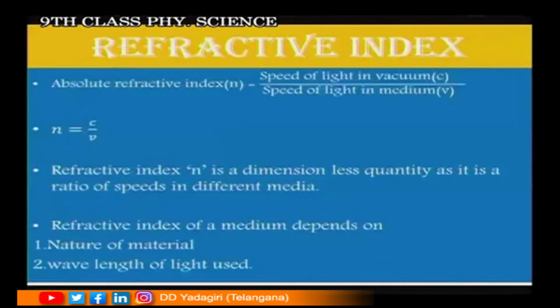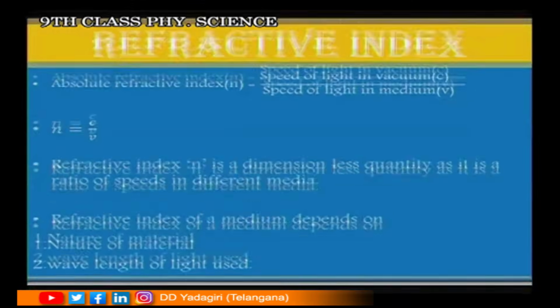Refractive index is the ratio of speed of light in vacuum by speed of light in the particular medium. Absolute refractive index is represented by the letter small n, speed of light in vacuum is represented by letter small c, and speed of light in medium is represented by the letter small v. So, n is equal to c by v. Refractive index n is a dimensionless quantity as it is ratio of speeds in different media. Refractive index of a medium depends on the nature of the material and the wavelength of light used.